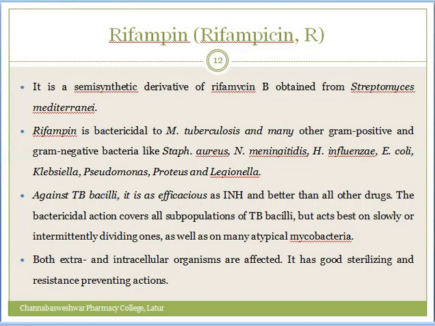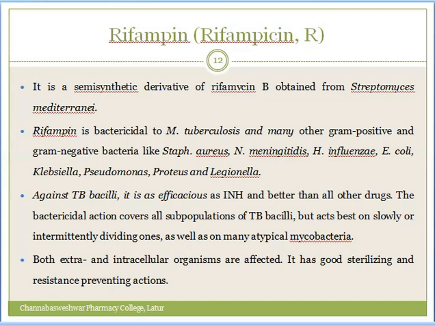to Mycobacterium tuberculosis, as well as many gram-positive and gram-negative bacteria like Staphylococcus aureus, N. meningitidis, H. influenzae, E. coli, Klebsiella, Pseudomonas, Proteus, and Legionella. Against tuberculosis bacilli, rifampicin is as efficacious as isoniazid, better than all other drugs. The bactericidal action covers all subpopulations of tuberculosis bacilli, but acts best on slowly or intermittently dividing ones, as well as on many atypical bacteria.